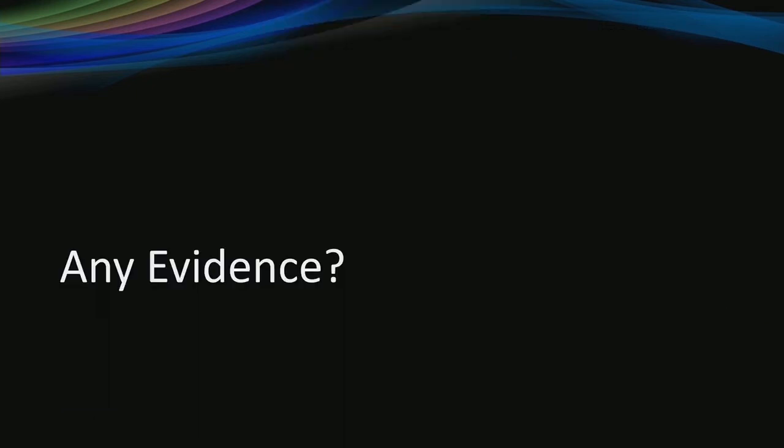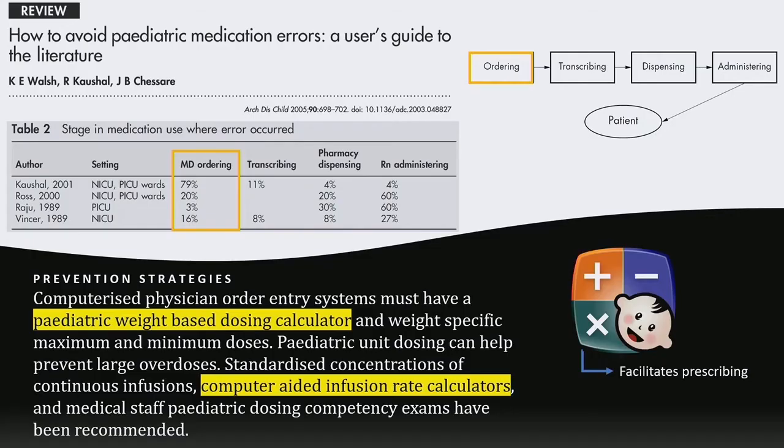Next, I would briefly go through 2 scientific studies on this topic. The first study is about how to avoid pediatric medication errors. It is worth noting that a significant proportion of medication errors are due to errors in ordering. Indeed, prescription or ordering a drug is the initial chain of events, followed by transcribing, dispensing, and administering the drug to patients. So we must get the drug ordering right. And here a computer or a smartphone can help you do it by facilitating drug prescription. This article recommends that we should have a pediatric weight-based dosing calculator, and for infusions, a computer-aided infusion rate calculator.